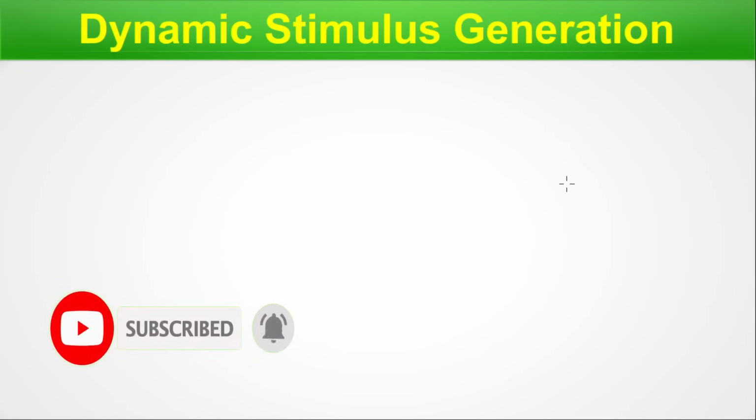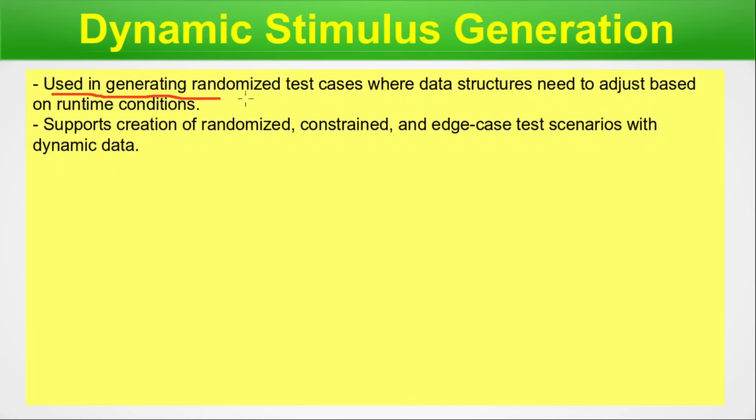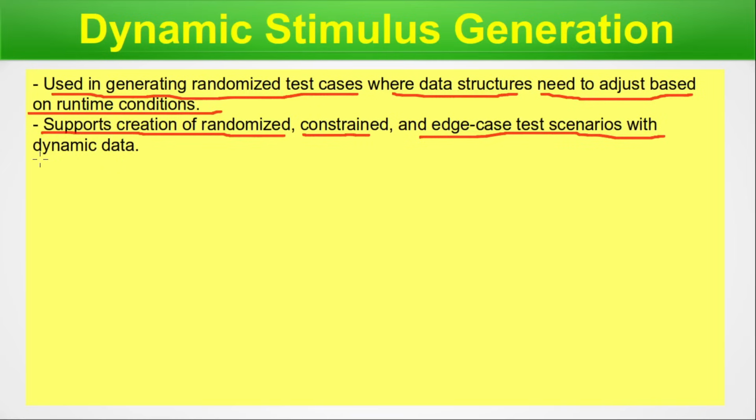Dynamic stimulus generation. Dynamic allocation enables us to generate randomized test stimuli at runtime. This is crucial for exploring constrained and edge case scenarios. So this is used in generating randomized test cases where the data structures, which are borrowed from different programming languages, as we have learned in the previous slides, need to adjust based on runtime conditions. That means how long it is needed, after what time we don't need it. It supports creation of randomized, constrained, and edge case test scenarios with dynamic data.